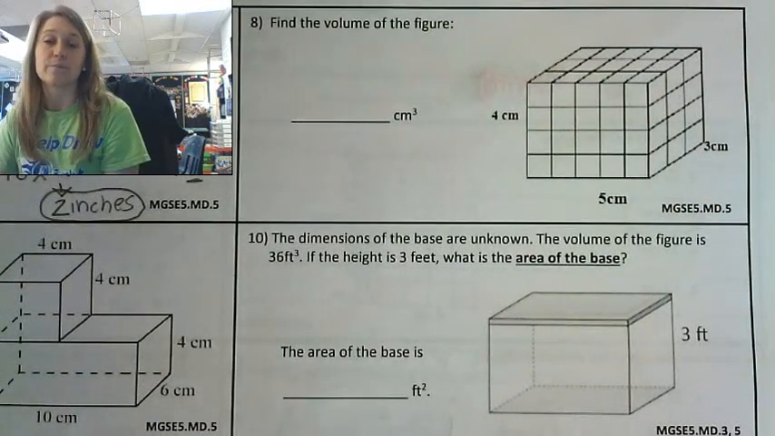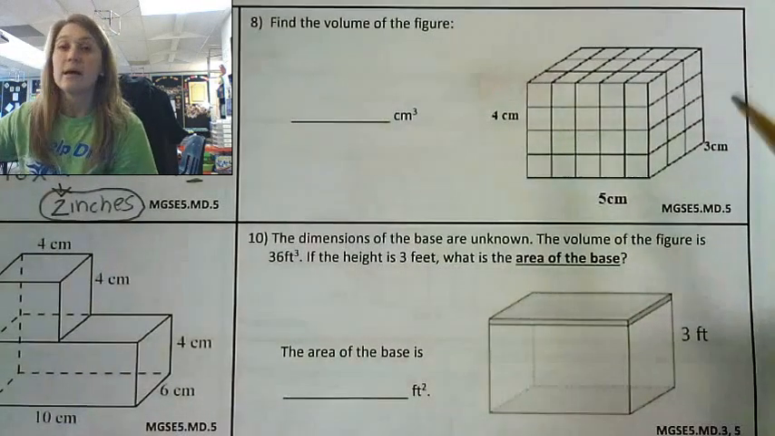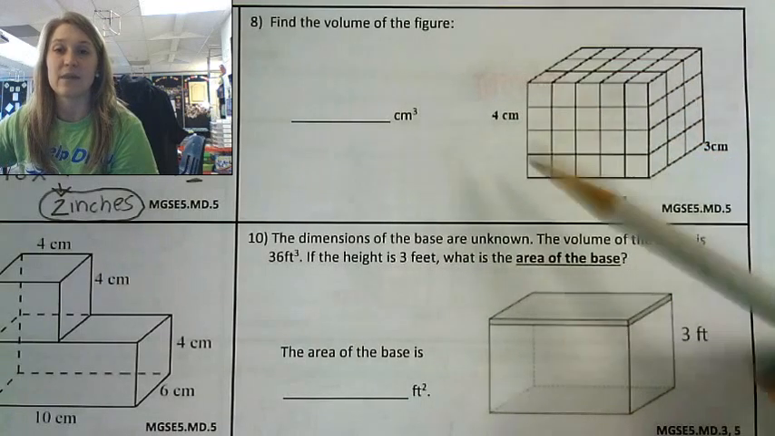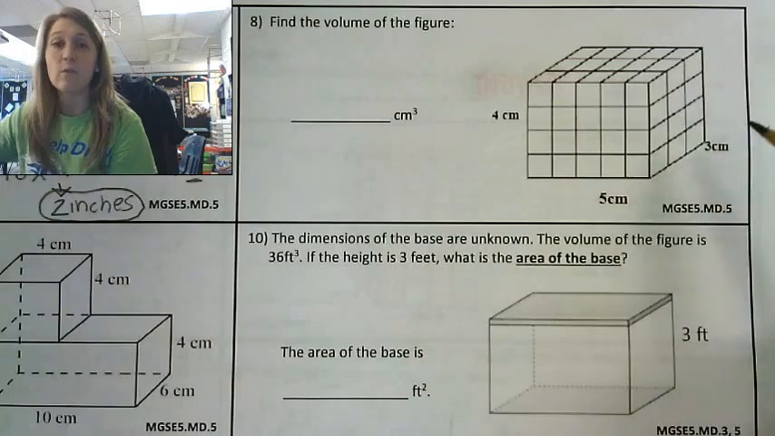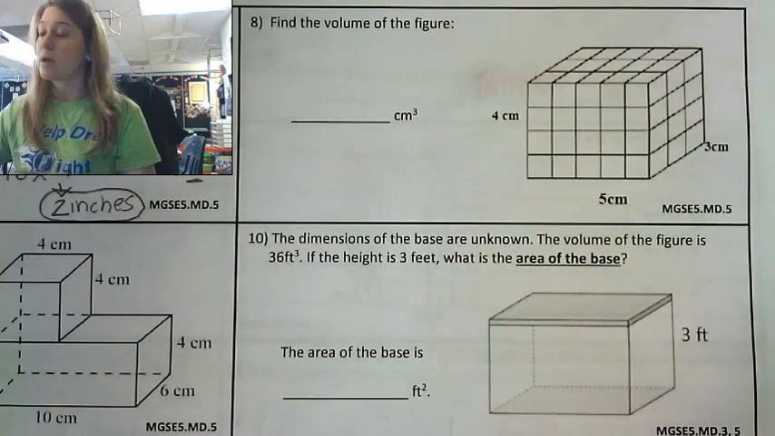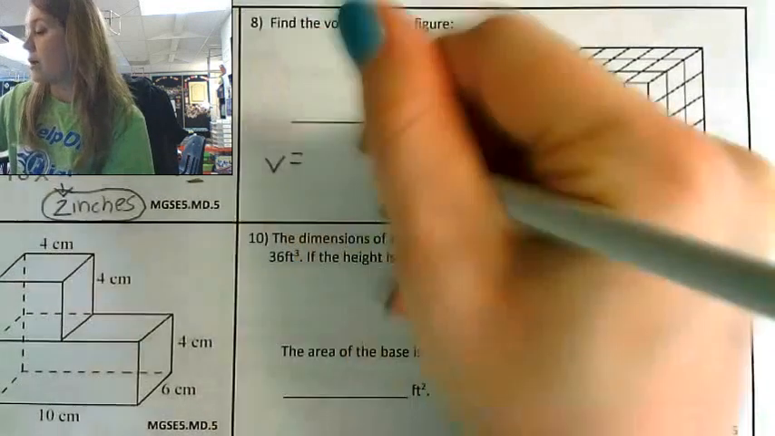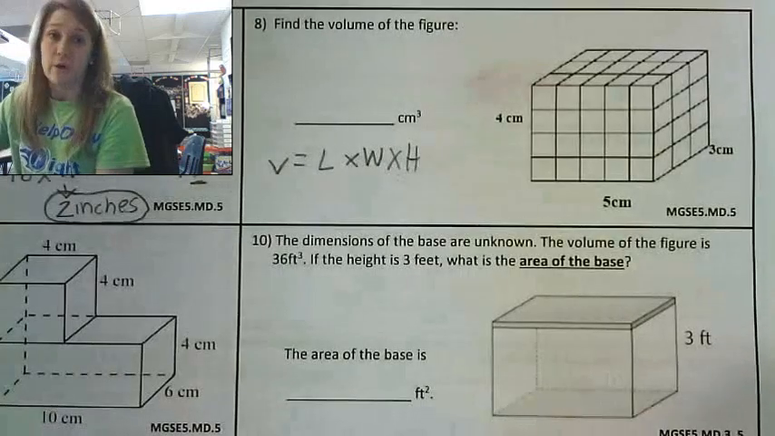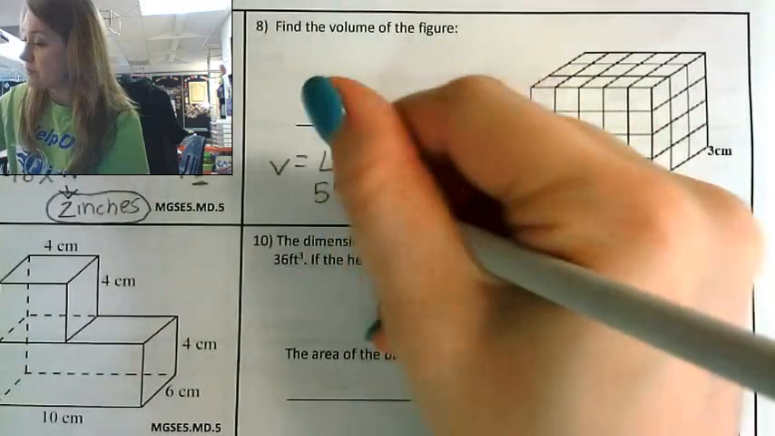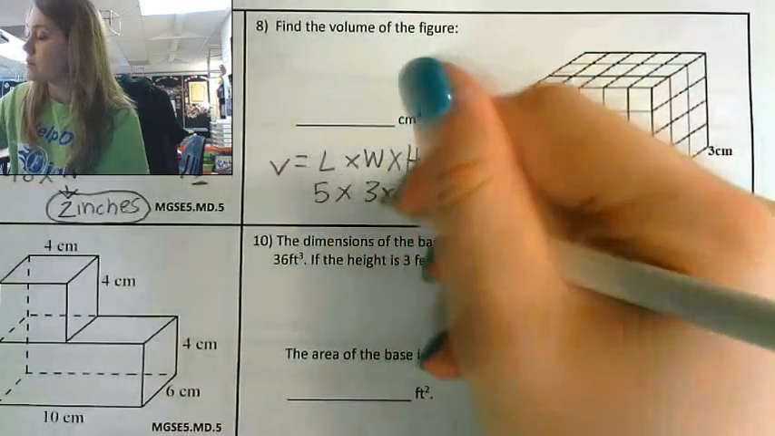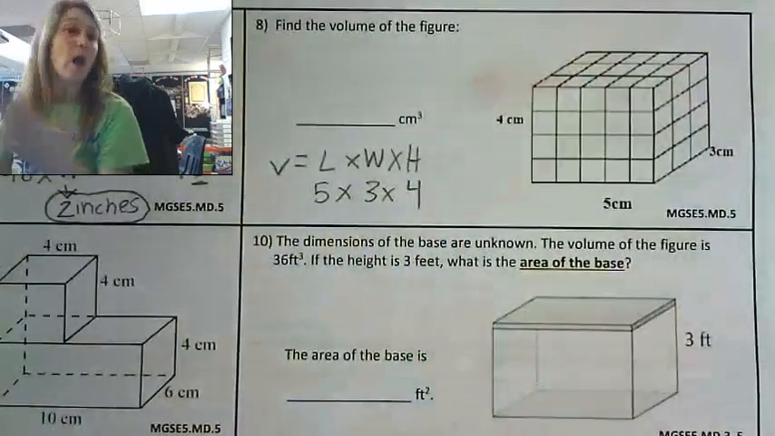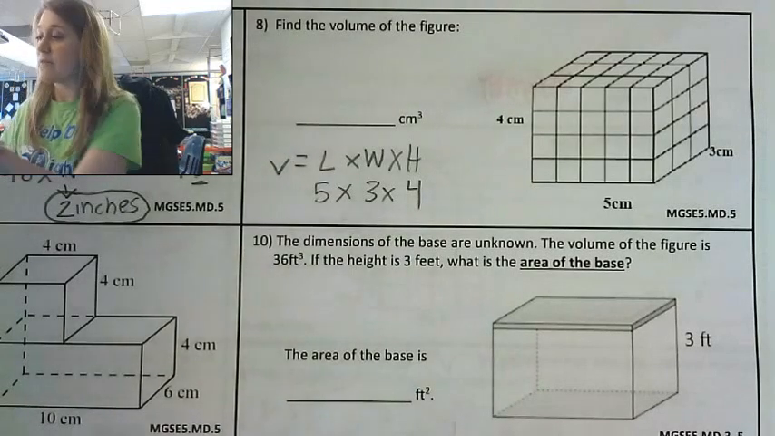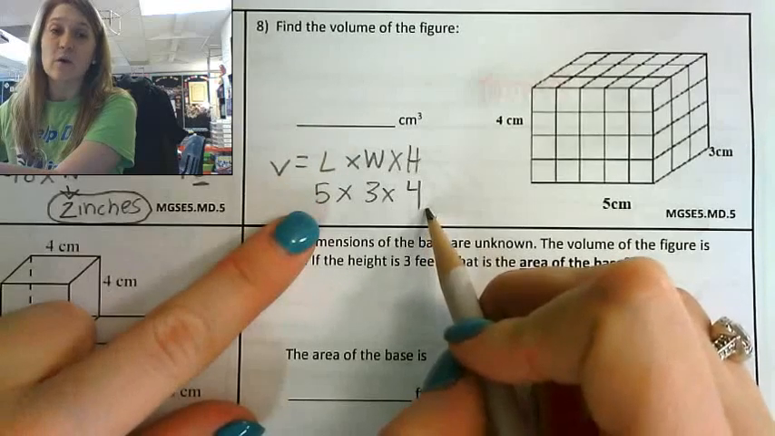Find the volume of the figure. All right, so let me look at what I've got. I've got a 3-dimensional rectangular prism. I see that they've given me the height, the length, and the width. So I'm going to start off with my formula for volume. V-O-L-U-M-E, length times width times height, E-Z. Let's go ahead and fill it in. Length is 5, width is 3, height is 4. All I have to do now is multiply. Let's find the easiest way to multiply. Well, I see a 5 and a 4, and I know 5 times 4 is 20.